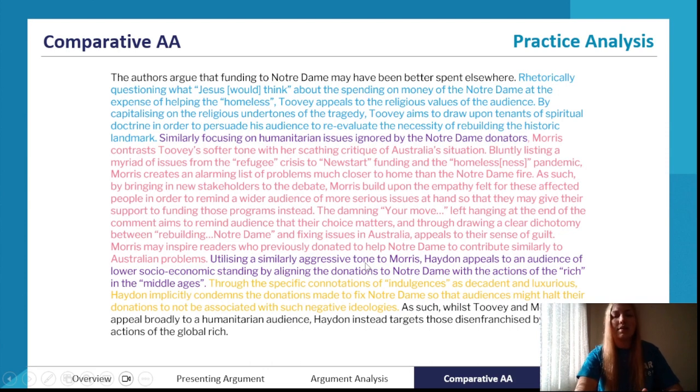Utilizing a similarly aggressive tone to Morris, Hayden appeals to an audience of lower socioeconomic standing by aligning the donations to Notre Dame with the actions of the rich in the Middle Ages, a similarity in language, and then linked to a difference in the argument and which audience groups were being targeted. And you can see, based on these structures, you don't need to plainly state that you're introducing a difference. Use your signpost and write a buzzword: whereas, on the other hand, contrast, contrastingly, argue. It's all very easy.